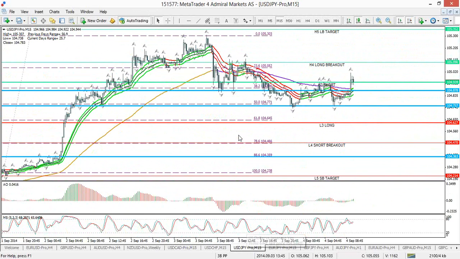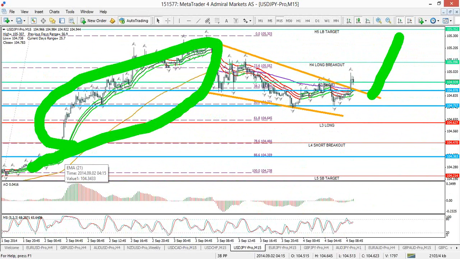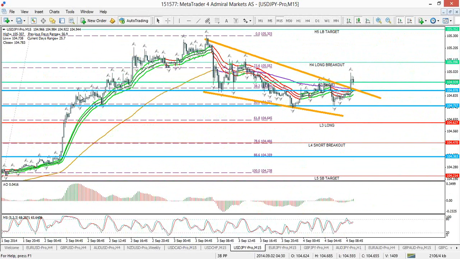Dollar yen. I think the dollar yen is a better one actually than the dollar Swissy because this is breaking a kind of a falling wedge bull flag pattern after a very, very strong move up. So this is looking like a pretty decent follow-through potential. So I like this. We got H3 right in here. So a long right in here makes sense to me.